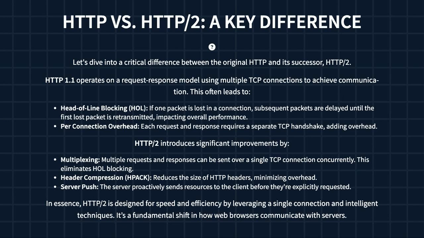Okay, so let's talk about the big difference between standard HTTP and HTTP/2. Think of it like this: HTTP 1.1 was a bit clunky, it used separate connections for every little thing. This meant if one packet got lost, everything else had to wait. HTTP/2 changed all that by allowing multiple requests to be sent over a single connection at the same time, kind of like merging several lanes into one. Plus, it compresses headers and can even push resources to your browser before you even ask for them. It's really designed to make web browsing faster and more efficient.